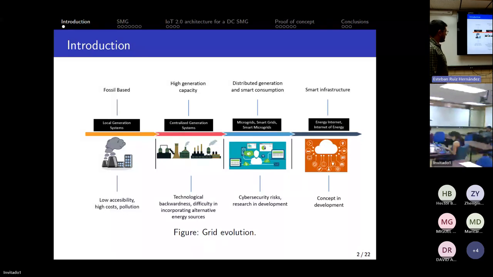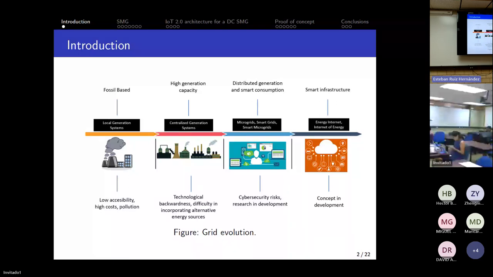In the figure we can see the grid evolution of the electricity infrastructure. First, we have local generation systems. These systems are focused on serving a local area like industrial cities or hospitals. They have low accessibility, high cost, and pollution. The next stage is the central generation system like the CTE, which has high generation capacity, but technological backwardness. It's an old technology, and the difficulty in incorporating alternative energy sources brings the need to search for new infrastructure.